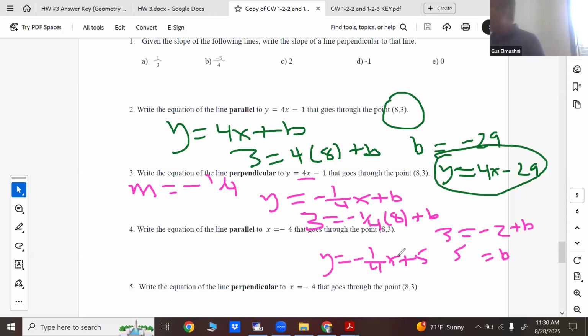Cool. But see, that careless mistake, if you have negative 1/4 x plus 1, if I plug in 8 and 3, it wouldn't make sense, right? Because that's negative 2 plus 1, which is negative 1, not 3. Like, what's wrong? How come it's not working? Oh my God, I added 2. Sorry, I should have subtracted 2 instead of adding it. It happens. But you gotta check your work. That's how you hopefully can avoid careless mistakes.